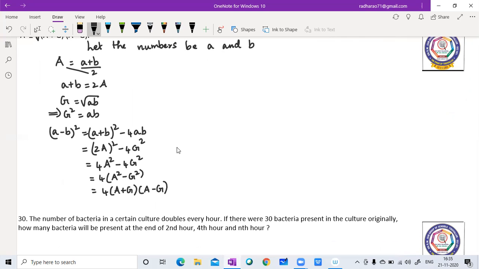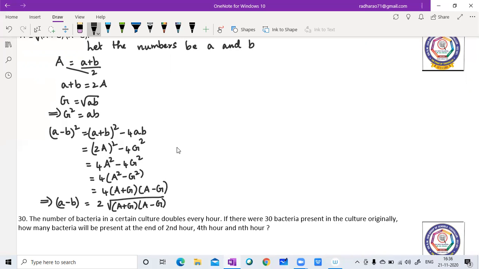So from this, what is a minus b? Taking the square root on both the sides, I get a minus b is equal to 2 into root A plus G into A minus G. Yes? So what is that? a minus b the whole square is 4 into A plus G into A minus G. So I am taking square root on both the sides. So a minus b is equal to 2 into square root of 4 is 2, so root A plus G into A minus G.